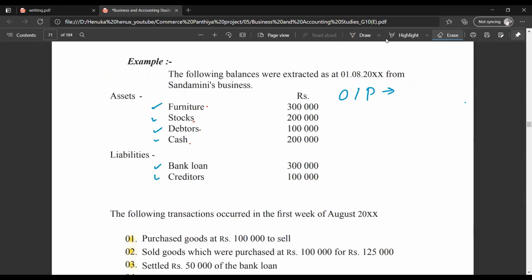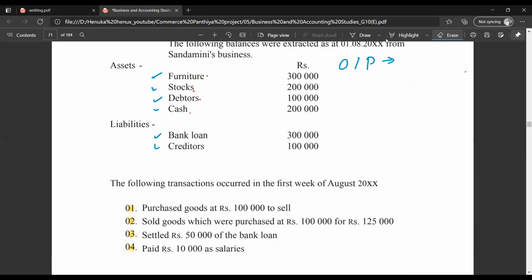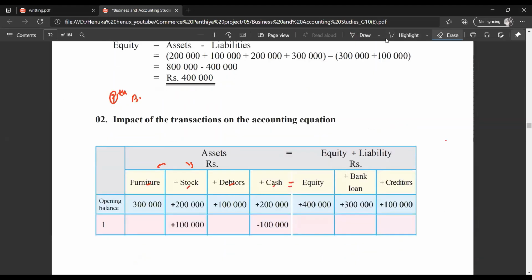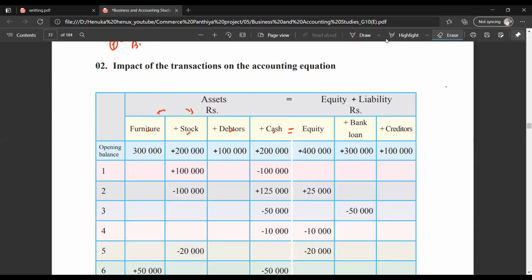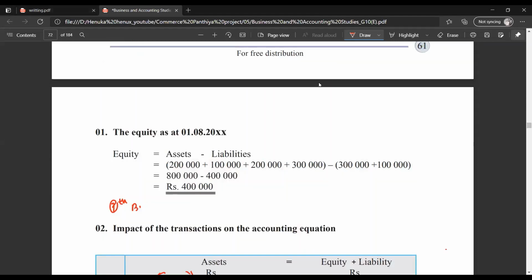ඔයාලට තේරෙනවද? opening balances දුන්නොත් මේ format එක ලේසි. සහ ඒක clear නේද? හරිම ලේසි මේ format එකට. ගාන්ට අපි categorize කරොත් furniture, stock, debtors, cash කියලා. So it is very easy to... okay done. So what about others?